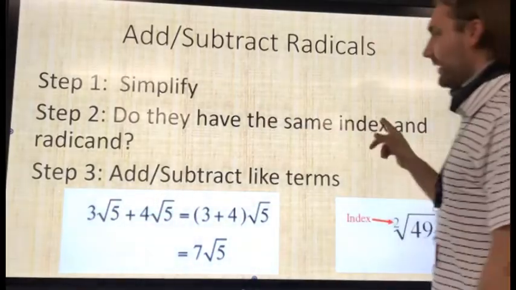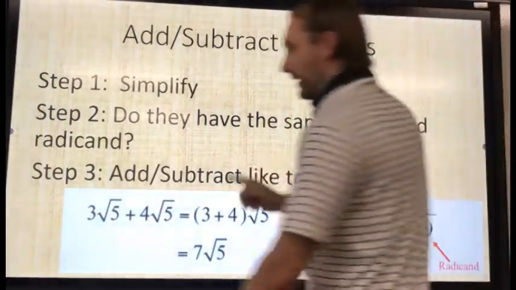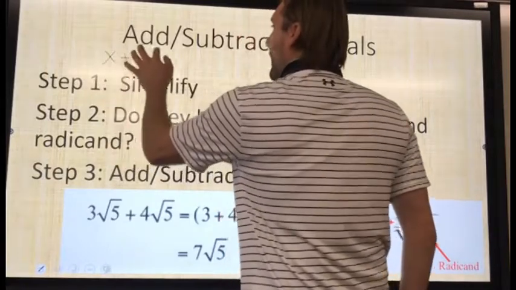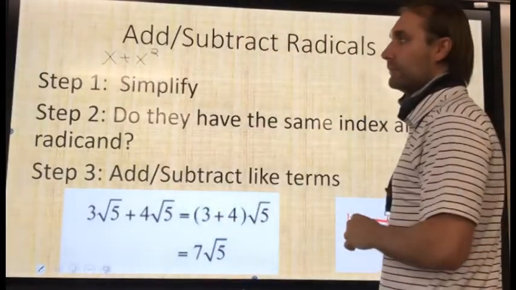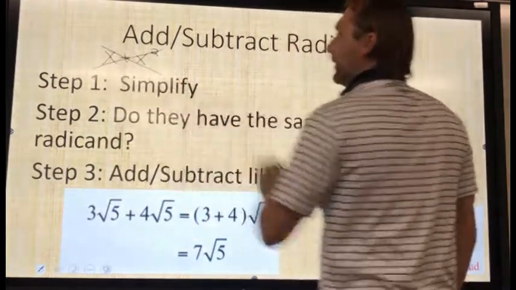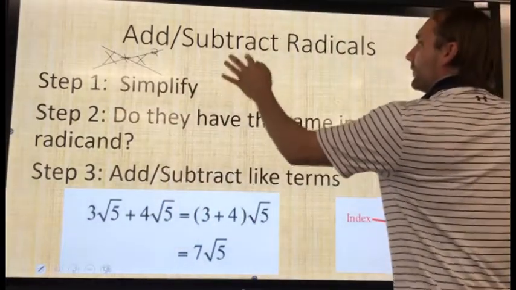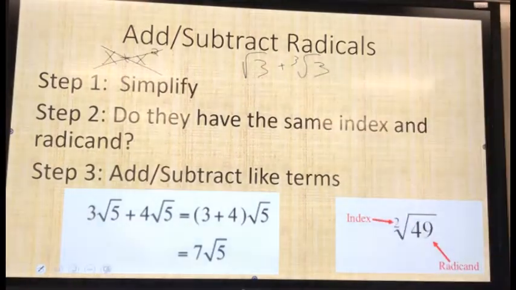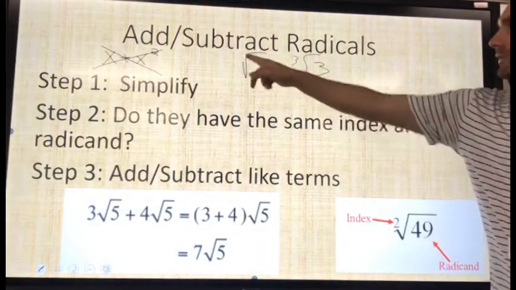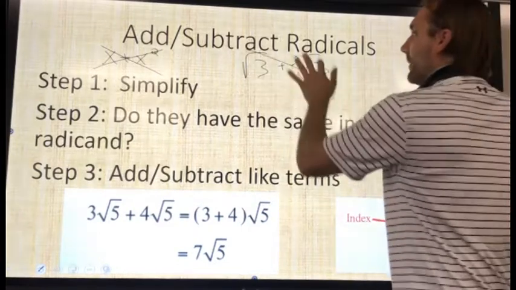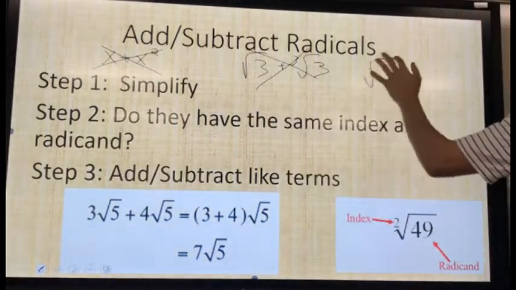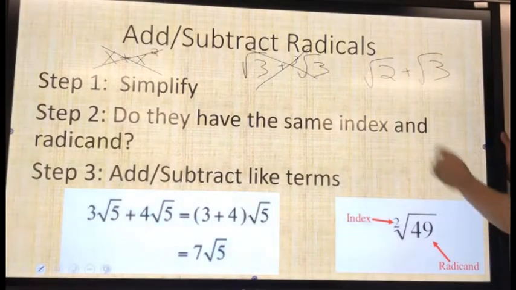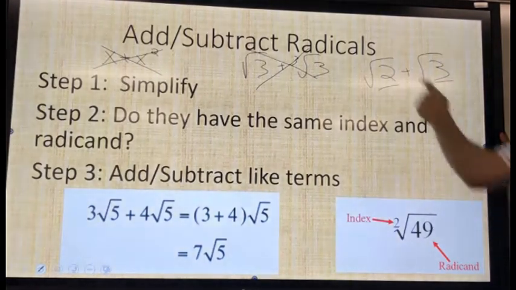Next, do they have the same index or roots and radicand? Now what I mean is x plus x squared. Can you add these together? No, they're not like terms, right? So likewise, square root of 3 and cube root of 3 are not the same, are they? No. They have different roots or index. So these cannot be added together. And if you have a square root of 2 plus the square root of 3, you cannot add these together because the radicands in the middle are different.